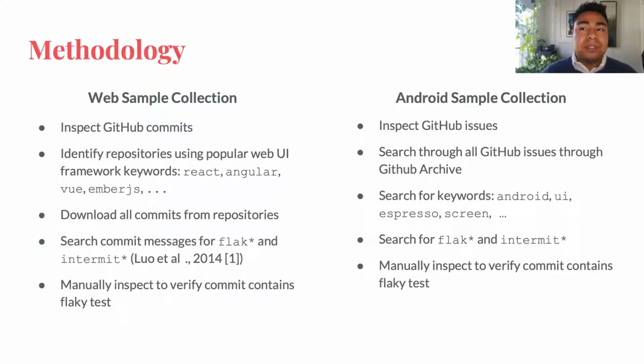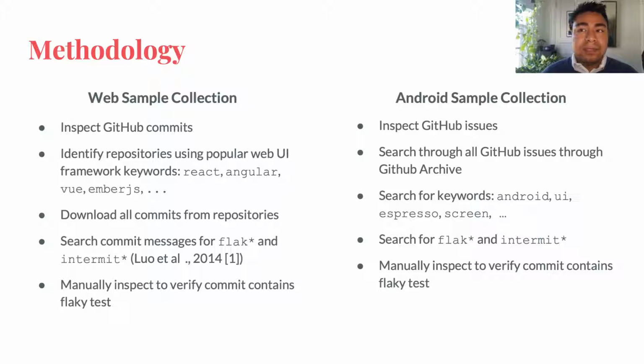We collect the samples using different methodologies for the web and Android projects. For web samples, we inspect the GitHub commits by identifying the repositories using keywords of popular web UI frameworks, including React, Angular, Vue, and more. We then download all the commits from these repositories.